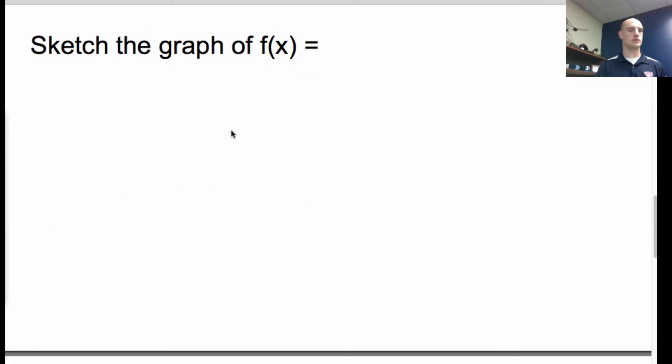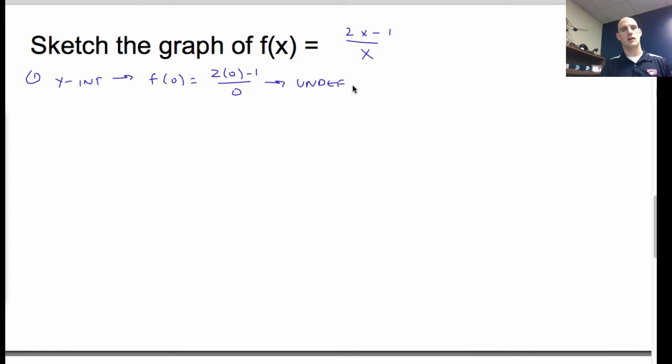My next one is f of x equals 2x minus 1 over x. And so first of all, got to find that y-intercept. My y-intercept is f of 0. So I'm going to plug in 0. So 2 times 0 minus 1 over 0. Well, I can't divide by 0. So this is undefined. Well, what does that mean? That means there's no y-intercept, because 0 is not in the domain. So no y-intercept.